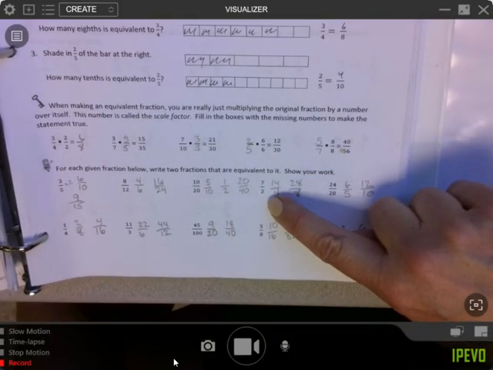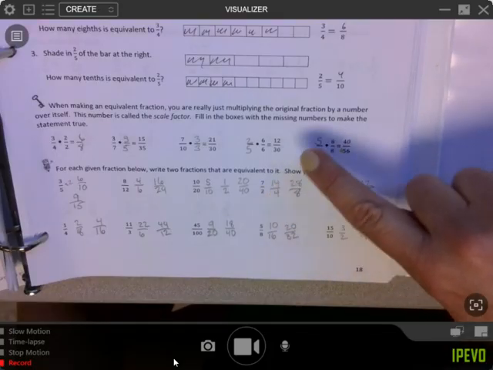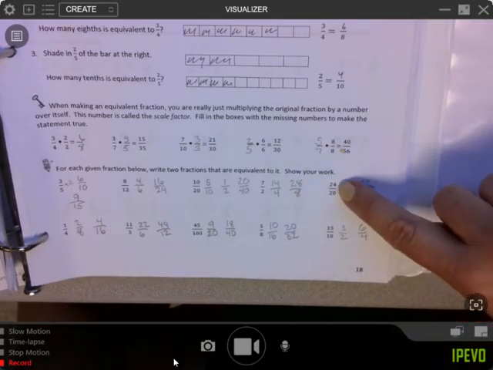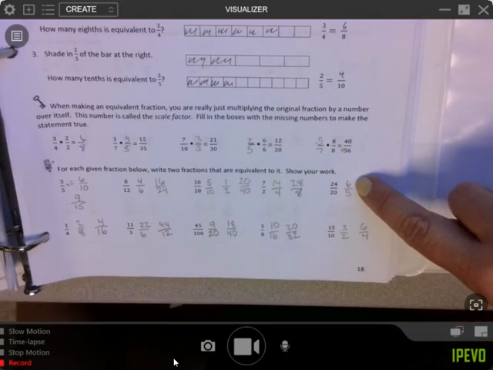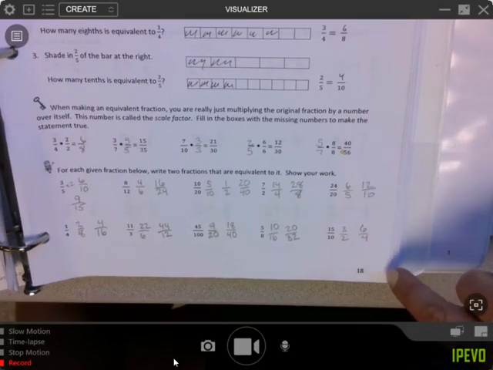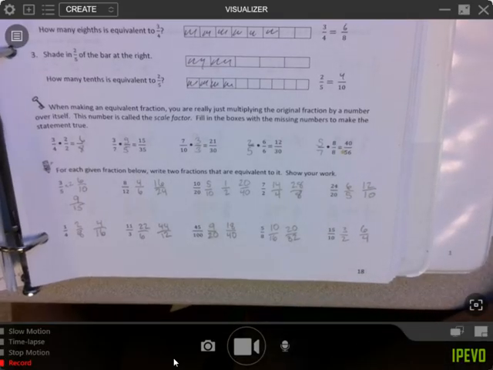For 7/2, I multiplied by 2 and got 14/4. I multiplied by 4 and got 28/8. 24/20, I simplified it all the way down, dividing out of 4, I got 6/5. I multiplied that by 2, and I got 12/10.